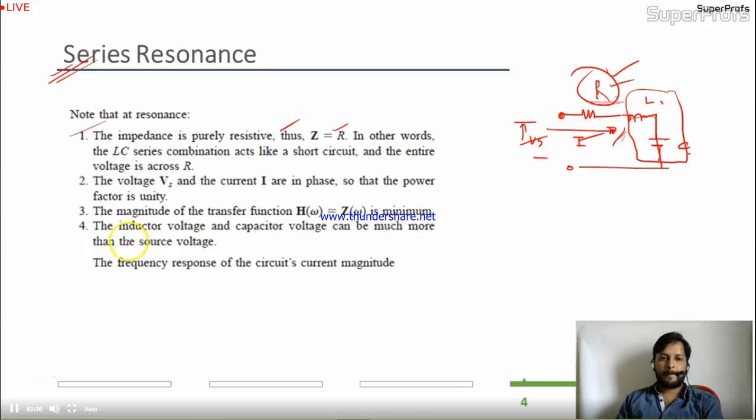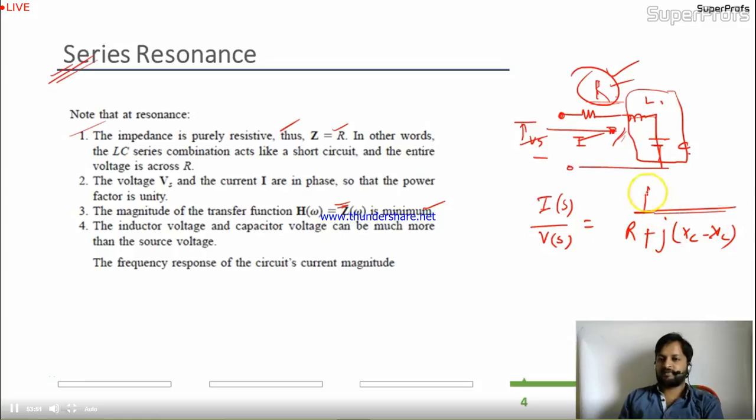The magnitude of the transfer function is minimum. Why? The transfer function is given by output Is divided by input Vs. We have seen the transfer function. It will be R plus j(XC minus XL), whatever it is.